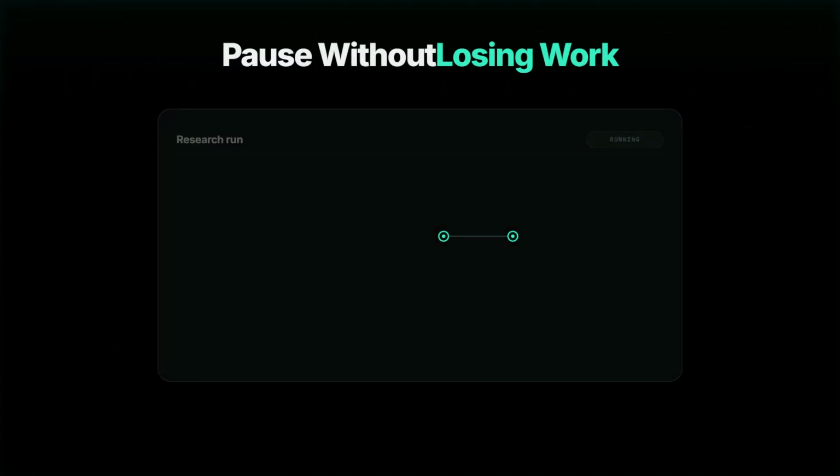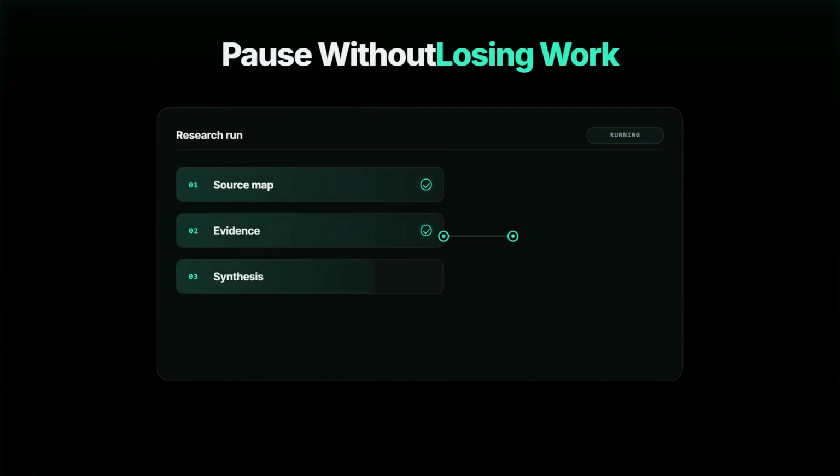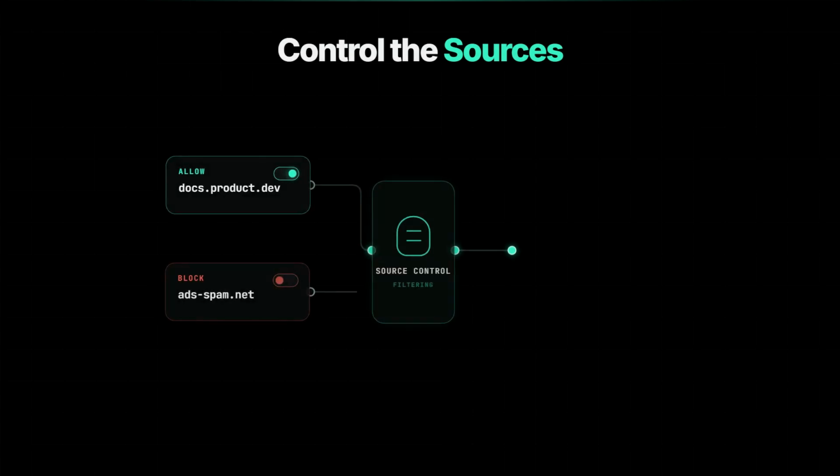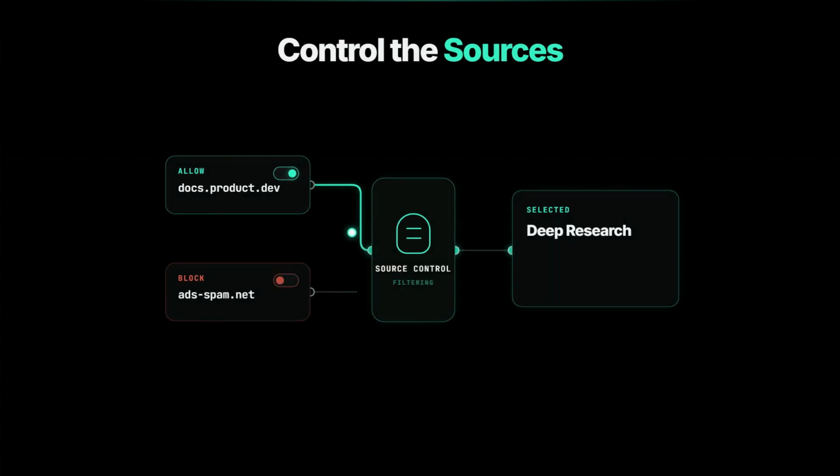A run can be resumed or canceled without losing research already completed. For longer jobs, that turns interruption from a total reset into a manageable workflow decision. You can allow or block websites to influence source selection. That is useful control, but it also means your choices can narrow the evidence the model is permitted to collect.